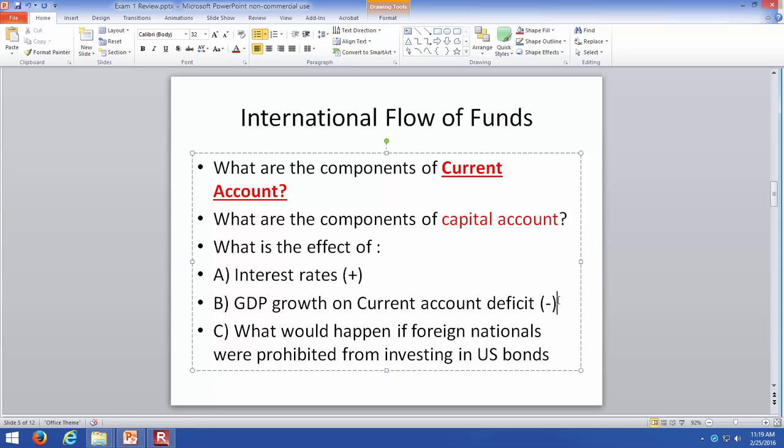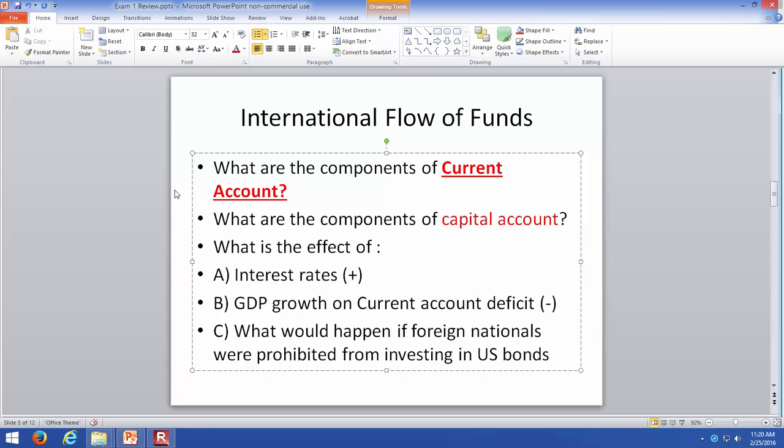We also talked about inflation, which would have a negative effect. The last thing here is, what would happen if foreign nationals were prohibited from investing in US bonds? That would be perhaps the last page of the chapter. The price of bonds depends upon demand and supply. If foreign nationals are not allowed to invest in US bonds, there's going to be less demand for these bonds, and when there's less demand, the price of these bonds would go down, and in turn we can expect the interest rates to go up.